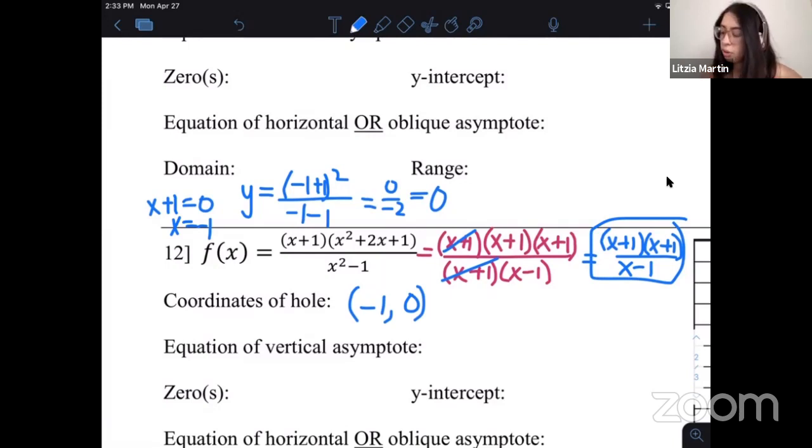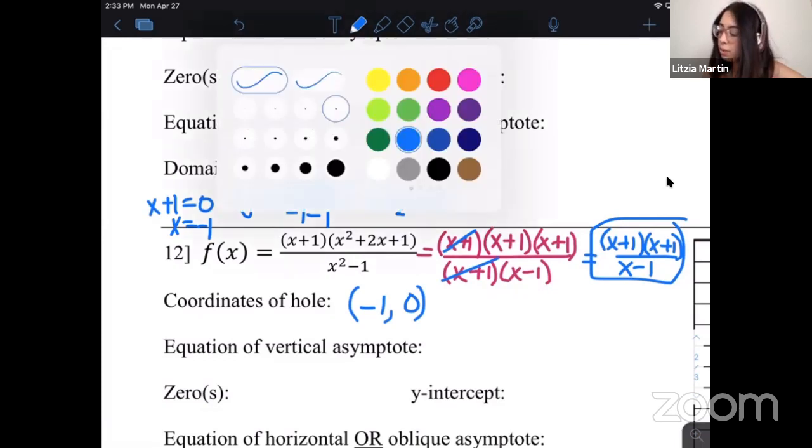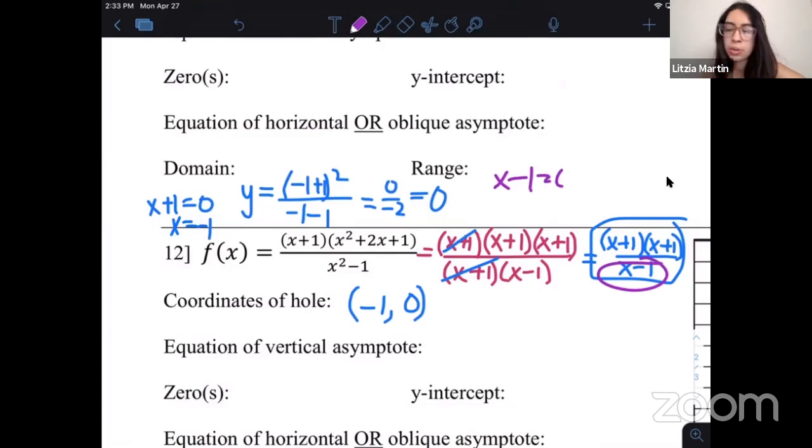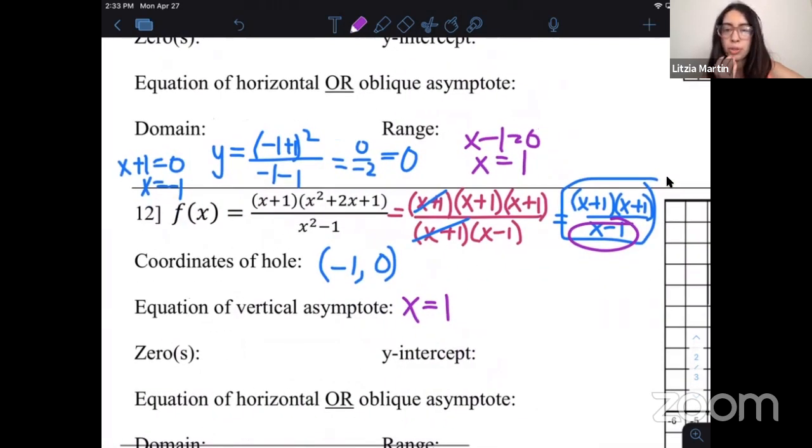And the vertical asymptote will come from the denominator. So x minus 1 set to 0 will give me x equal to +1. That is the vertical asymptote. The zeros, I'm going to set the numerator equal to 0, x plus 1.